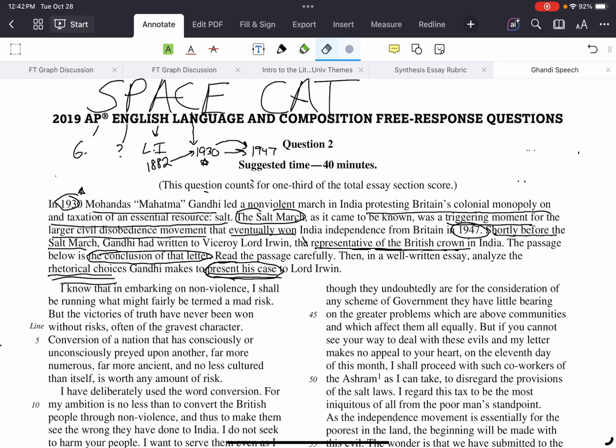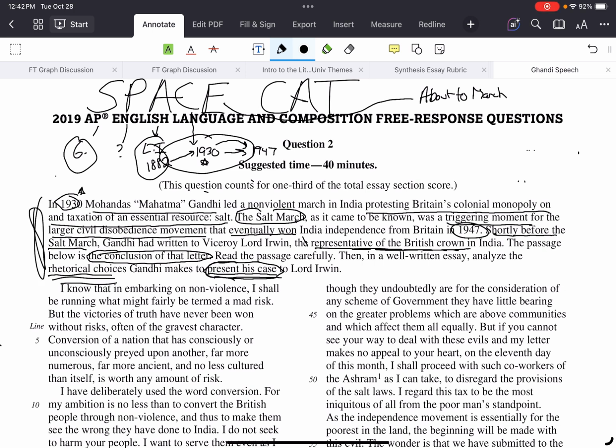So the exigence could be like, hey, I'm about ready to march on you. You better listen to this. So about to march, okay? You would want to get a lot of this stuff in your intro just to sketch out the rhetorical situation. Gandhi is speaking to Lord Irwin. Here is the context.